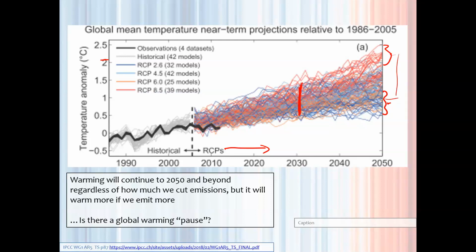So a couple of things that you want to know here. Warming will continue to 2050 and beyond, regardless of how much we cut emissions, because we've locked a lot of it in already. But it will warm more if we emit more.